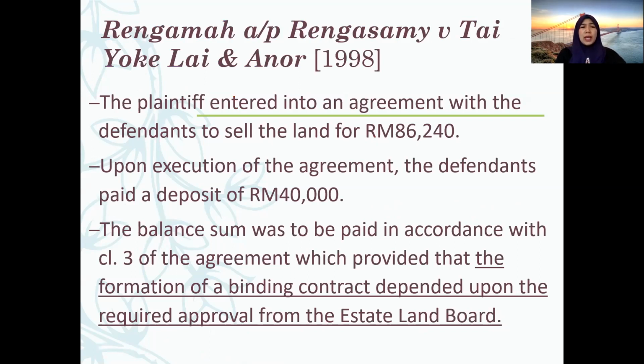86,240. Upon execution of the agreement, they signed the agreement. The defendants, the purchaser, paid the deposit of 40,000 ringgit Malaysia, which is roughly almost half of the purchase price. The balance sum, 46,000 plus, was to be paid in accordance with clause 3 of the agreement. So what does it say?